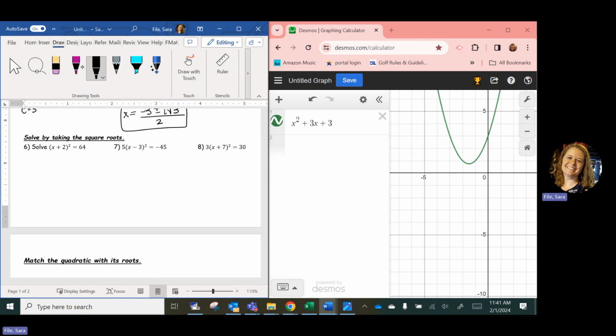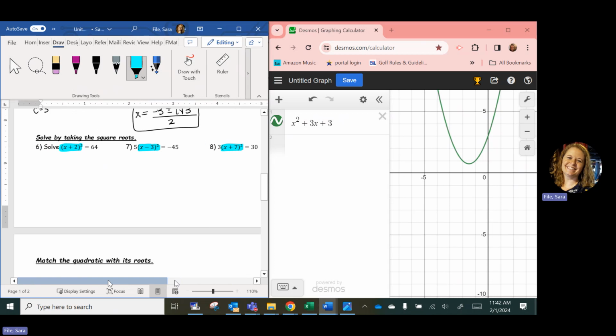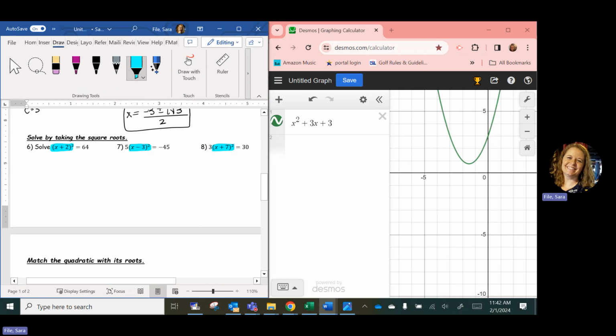To do the square root method, you first have to isolate what is being squared. So here, that's the x plus 2 squared. Here it's x minus 3 squared, x plus 7 squared, and in number 9, it was just x squared. The 8's not part of what's being squared. So in number 6, it's already isolated. There's nothing being multiplied in front of those parentheses, nothing added or subtracted after. So it's already isolated. So we're ready to take the square root of both sides.